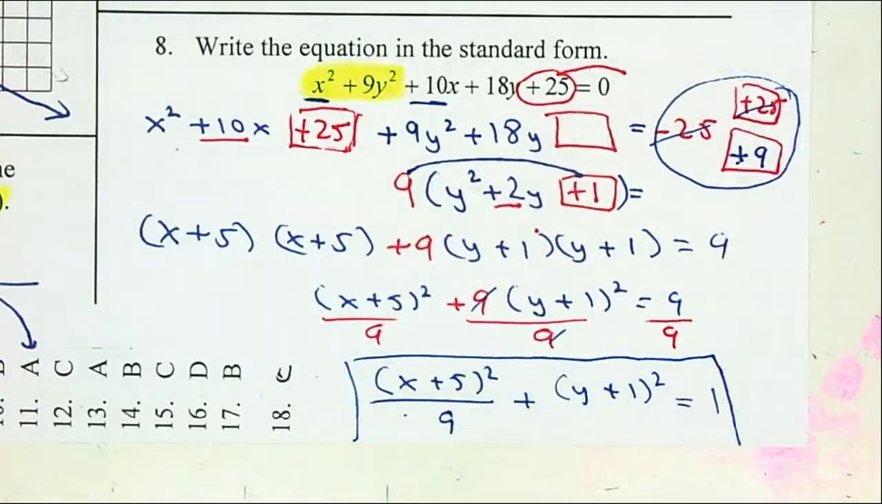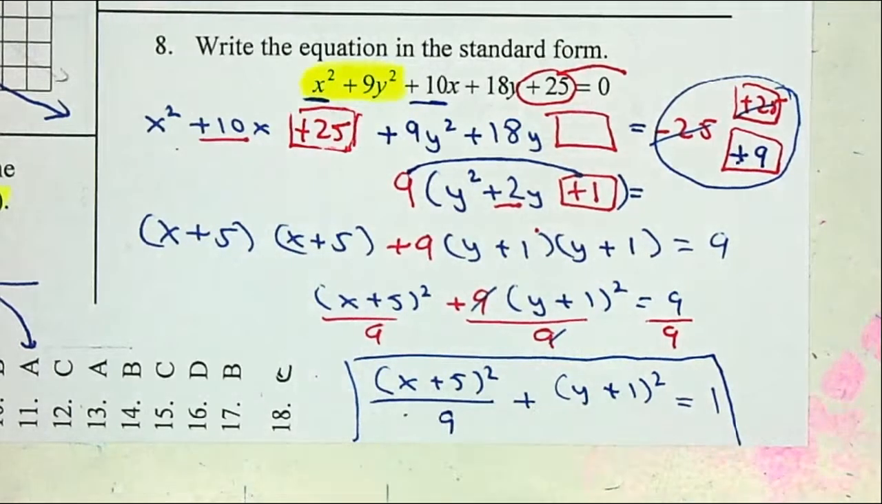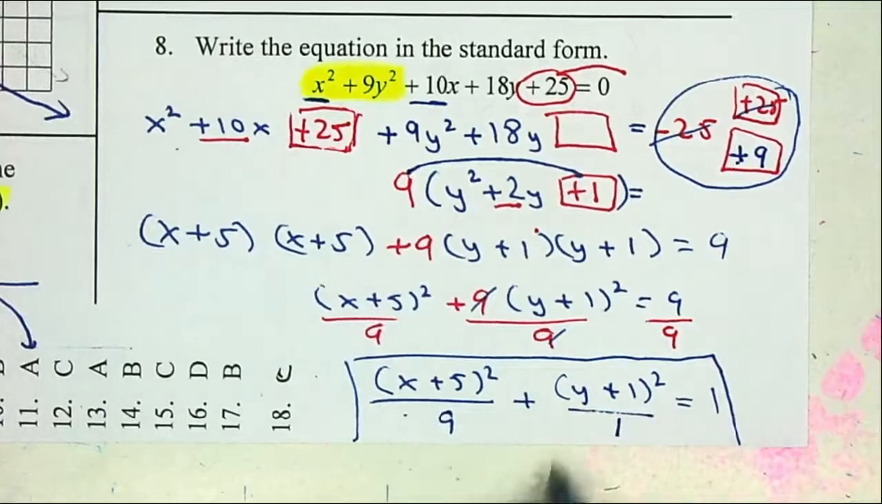So if I want to graph it, my center will be negative 5 and negative 1. And then under the x, it says 9, so 3 and 3. Under the y, there will be just a 1, up 1 and down 1, and then you make an ellipse.